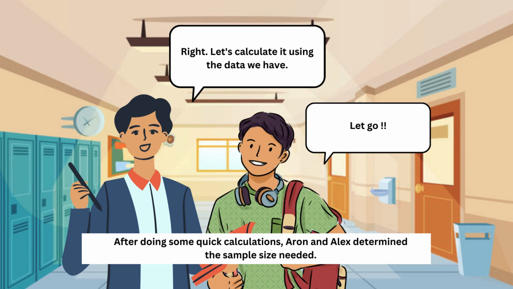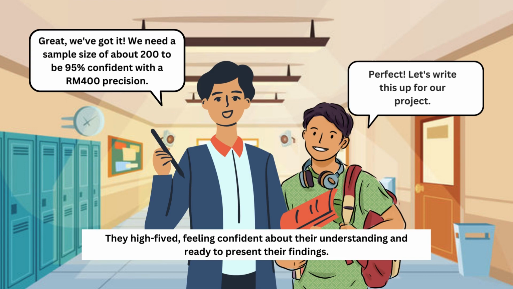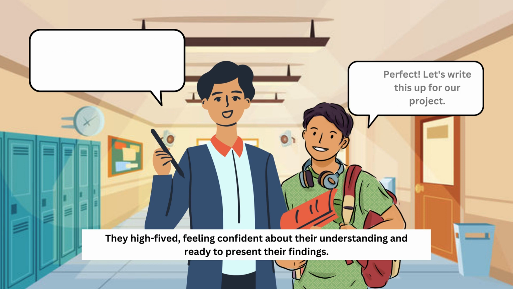Right, let's calculate it using the data we got. Let's go. Great, we got it. We need a sample size of about 200 to be 95% confident with a 400 ringgit precision. Perfect. Let's write this up for our project.